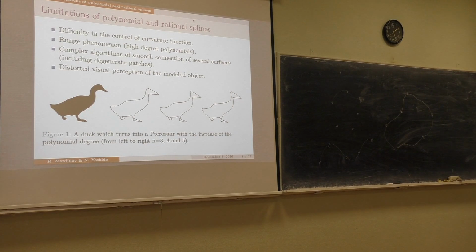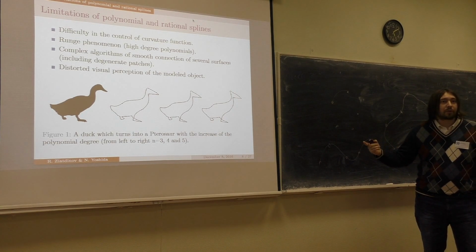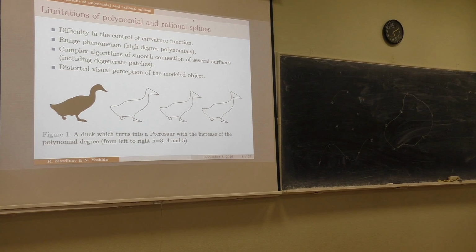Besides the fact that they're very useful and very popular, we believe that rational and polynomial splines have many limitations, and usually people close their eyes to this. One of the limitations is the difficulty in the control of the curvature function. It's very difficult to control the curvature. As soon as you move one of the points of the spline, you don't know what will happen to the curvature function itself. It can happen anyhow. The next is the very well-known Runge phenomenon. If you use high degree polynomials, you can get oscillations.